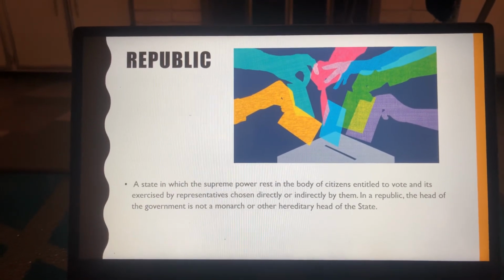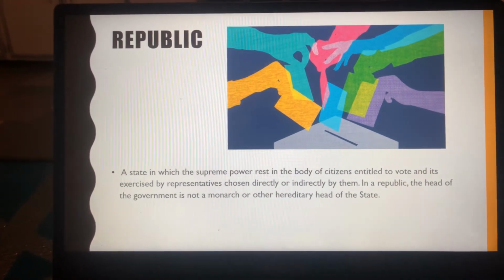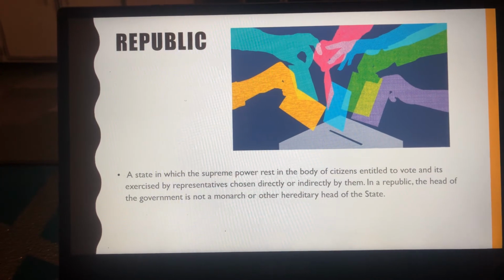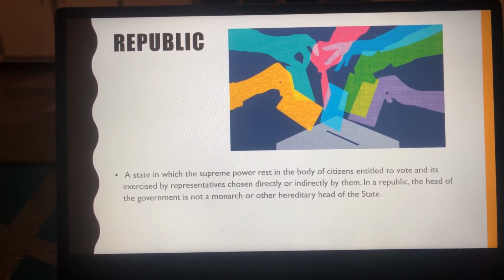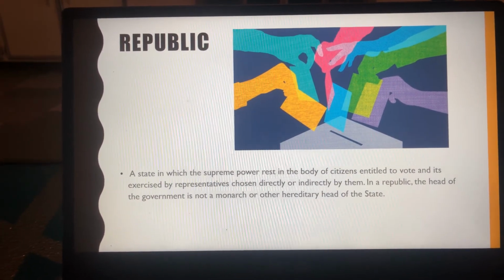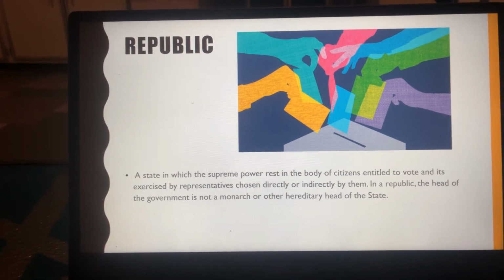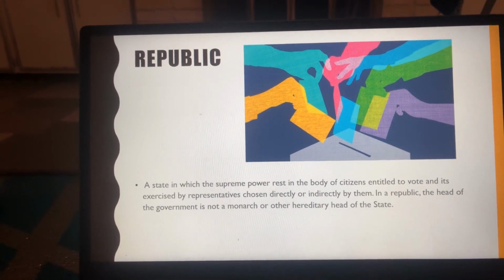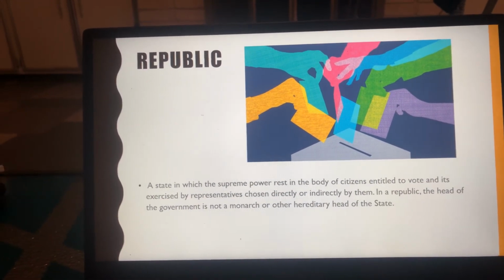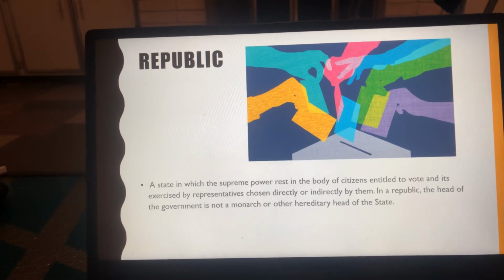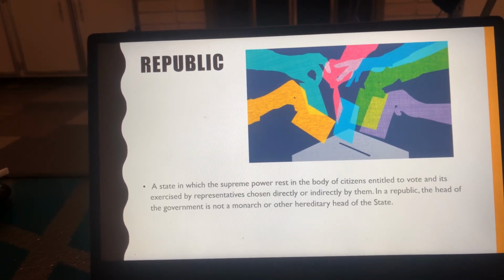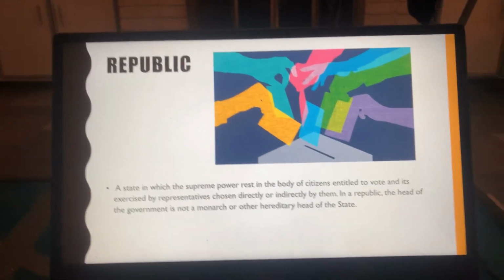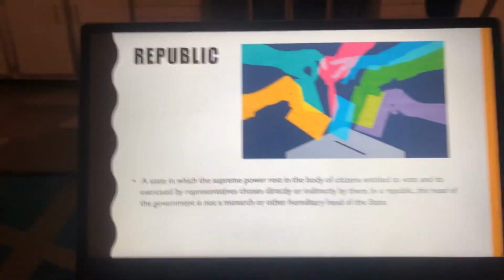Our last concept is a republic. It is a democratic form of government, and a republic is a government in which the supreme power rests in a body of citizens entitled to vote, and it's exercised by representatives chosen directly or indirectly by them. In a republic, the head of the government is not a monarch or a king or queen or any other form of hereditary head of state.